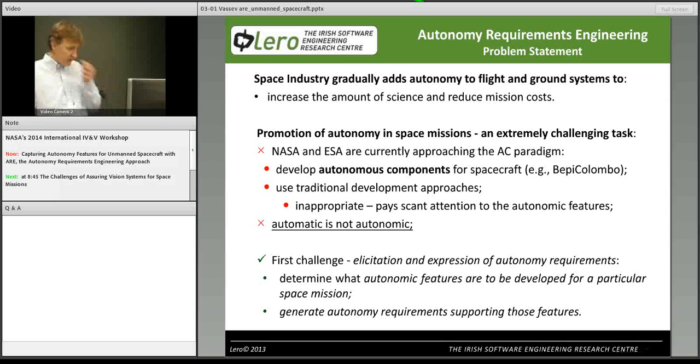So in this project, we dealt with the first challenge, which is the elicitation and expression of the so-called autonomy requirements. The idea was how to determine the autonomic features that need to be developed in order to come up with an autonomous spacecraft. Our target was an approach that will generate autonomy requirements supporting these features.